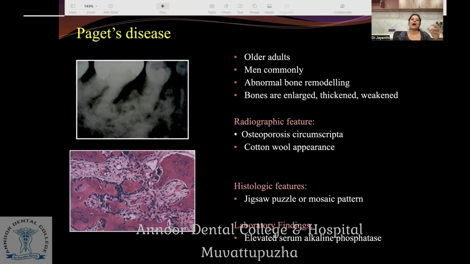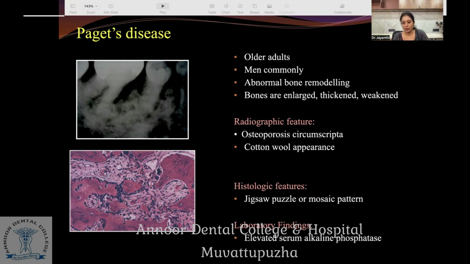Different researchers are suggesting different causes. Some people are saying it may be because of some viral infection. Some are saying because of radiation. Some are saying it is because of some endocrine abnormalities, but nothing is proven till now, and therefore the exact etiology is still unknown. But what we do know about Paget's disease is that the remodeling of bone is affected.